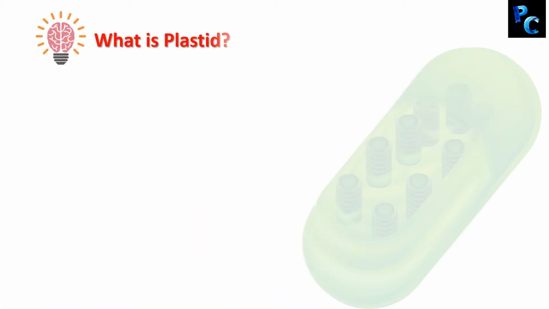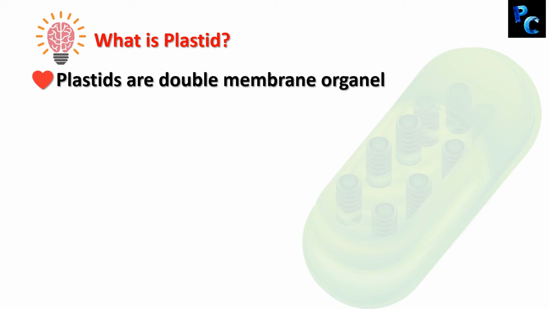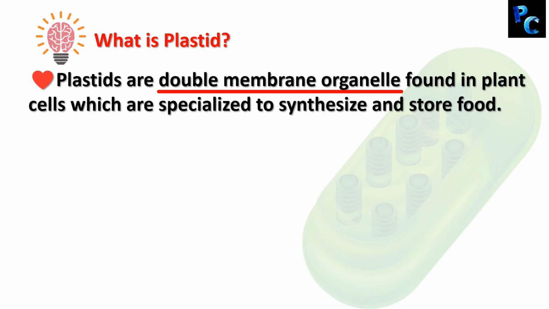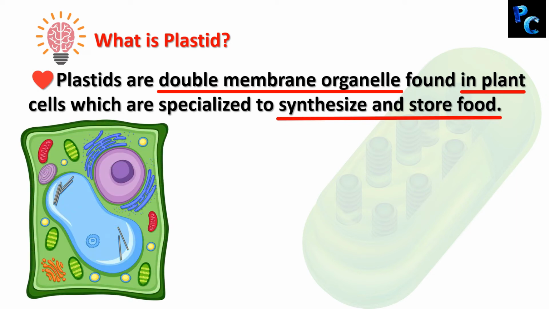So, what are plastids? Plastids are double membrane organelle found in plant cells which are specialized to synthesize and store food. So, they are double membrane organelle. They are found in plants and they manufacture and store food. This is a typical plant cell. And can you see the spherical structure? These are nothing but the plastids.